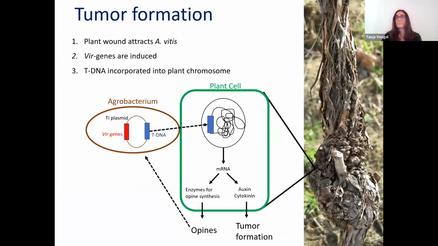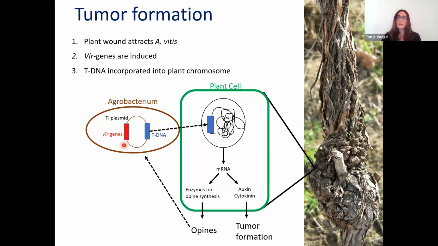This is a schematic how the tumors form. So here is the bacterium, and this is the plant cell. So upon wounding of the plant cells, the cell will release wound hormones, and those hormones attract the bacteria. So they all move towards the wound.